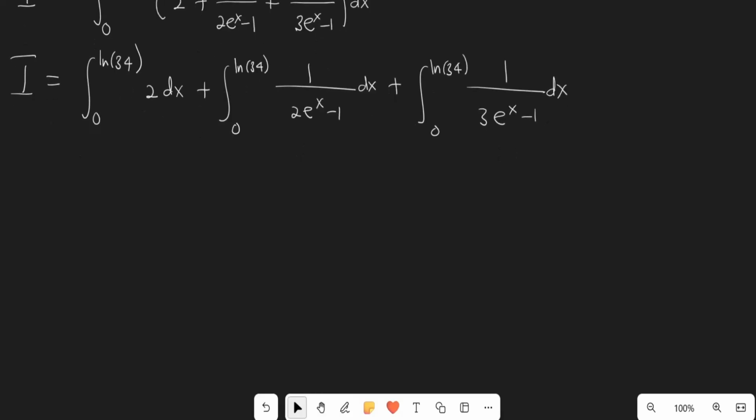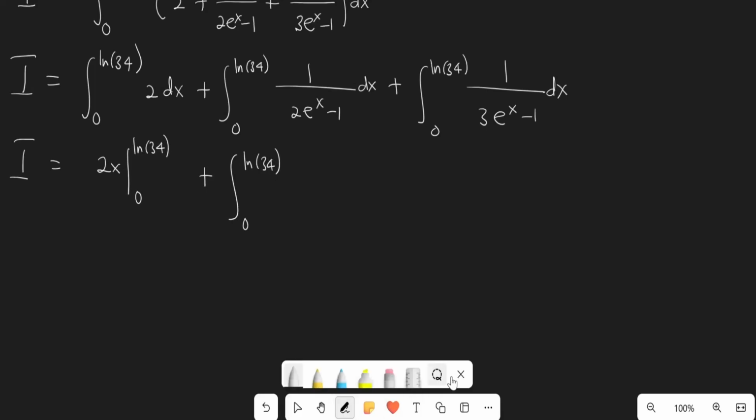Cool. All right. So the first one is actually very easy. So this is just 2x, the integral from 0 to ln 34, plus. So what I'm going to do for the second and the third integrals, I'm going to multiply the top and bottom by e to the negative x.